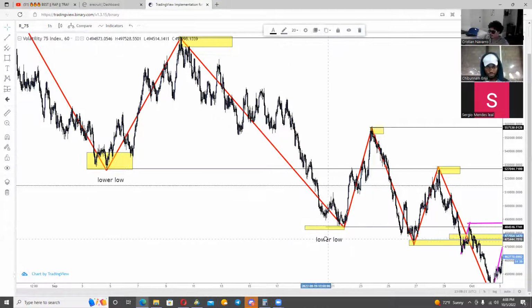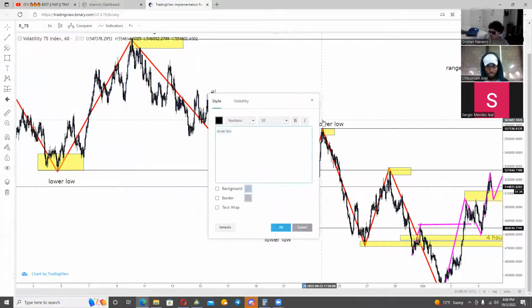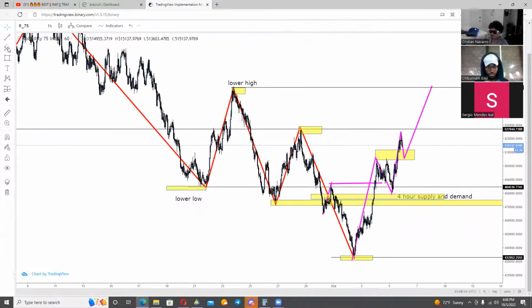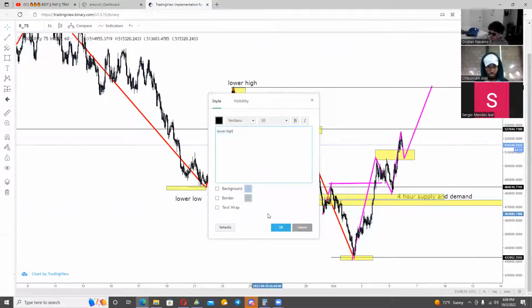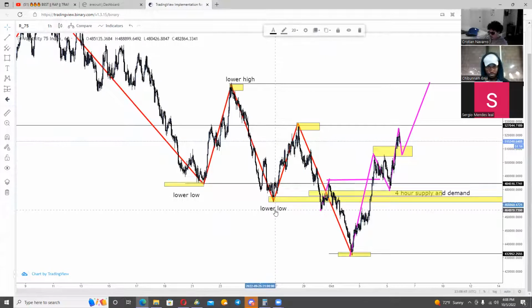We have a lower low. This area here, we have a lower high once again, lower high. We still have a lower low right here, once again. This area happens to be lower than this area, so that makes it valid. This area is a lower high once again.